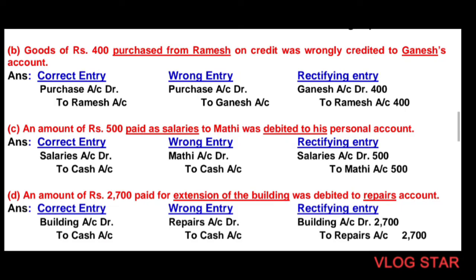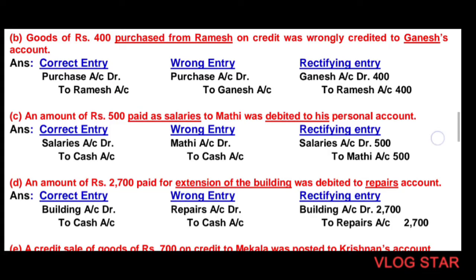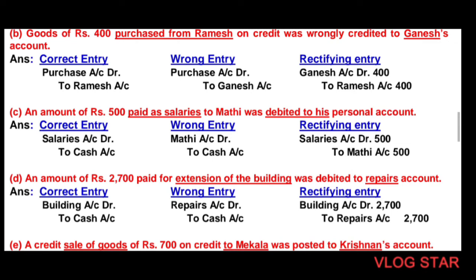So if we want to rectify the Ganesh entry, what we have to do? We have to write on the opposite side. Now see the first correct entry. To Ramesh account is given. Purchase is correct. Only the credit side is a mistake. So in the rectifying entry we have to write to Ramesh. In the wrong entry, Ganesh is written on the credit side. Now we have to write on the opposite side, the debit side. Now see the rectifying entry. Ganesh, we have to write in the debit, and to Ramesh account in the credit side. So your entry is rectified. Understand? If you want to rectify the entry, simple thing: in the wrong entry, if Ganesh is written on the credit side, you write on the opposite debit side. So the answer will be rectified.